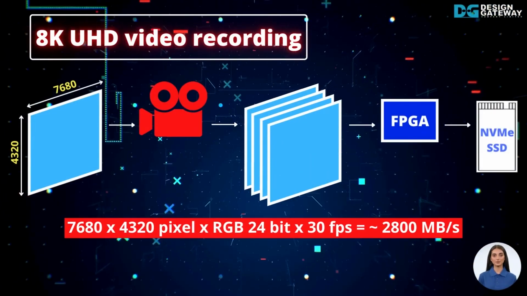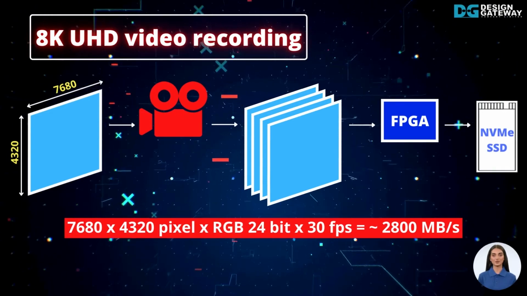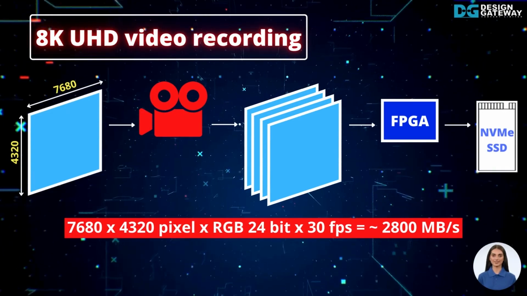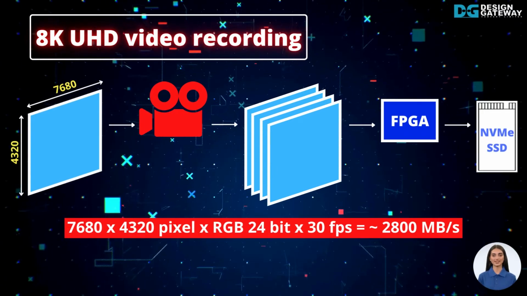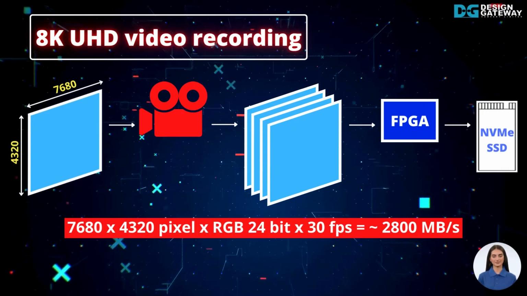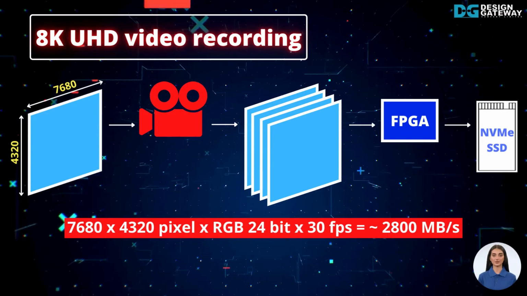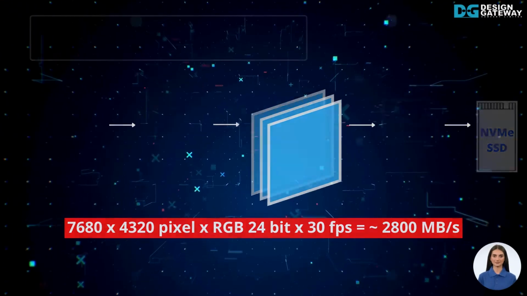One example application is 8K Ultra HD video recording at 120 frames per second. This application requires about 2800 MB per second at a sustained data rate, which can be implemented based on our NVMe-IP core DDR reference design.